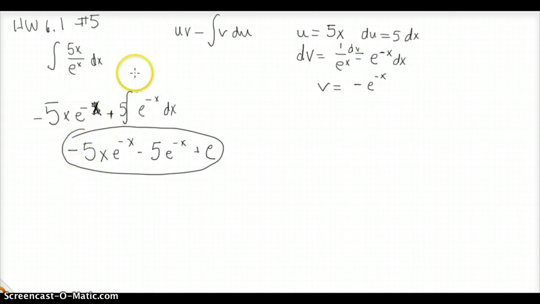So to recap really quickly, all we did was choose a couple of the functions and set them up for our integration by parts. We rewrote our dv so that it was easier to anti-differentiate. We anti-differentiated, plugged back into the formula, and came out with opposite 5x e to the opposite x plus c.